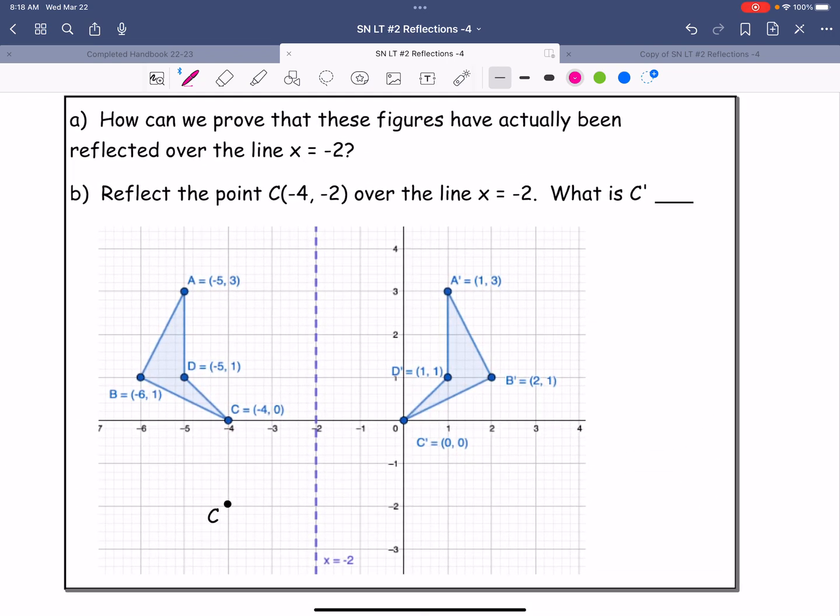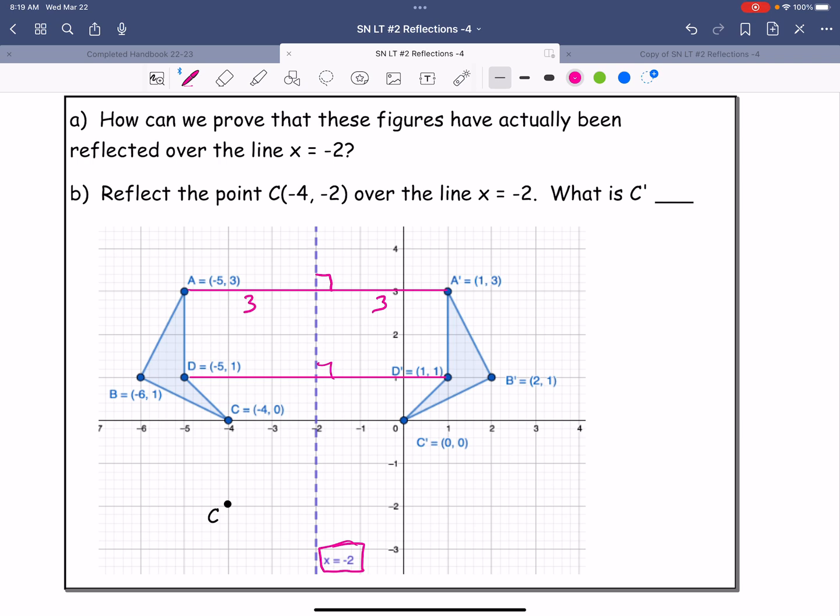How can we prove that these figures on this graph have actually been reflected over the line x equals -2? Well, you can connect A to A prime. And if two things happen, first of all, it's perpendicular, which it is because we have a horizontal and a vertical line, and those lines are perpendicular. And then the second thing, the distances are the same. This is 1, 2, 3, 3 units. This is 1, 2, 3, 3 units. So we have that the line of reflection, x equals -2, is a perpendicular bisector between A and A prime. Is that true of all the points? Well, you could test it out if you wanted to. Perpendicular bisector, same with B, same with C. So yes, that's how you test it out. See if the line of reflection is a perpendicular bisector.